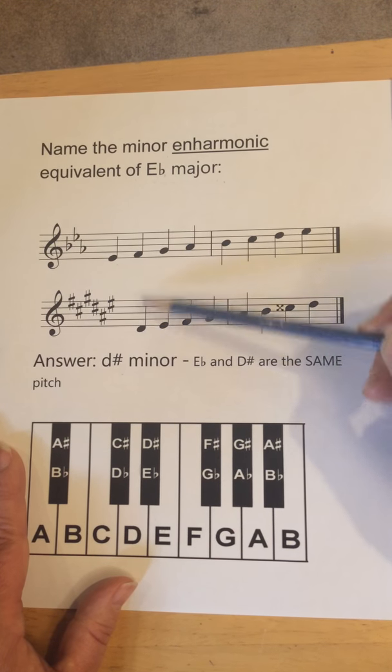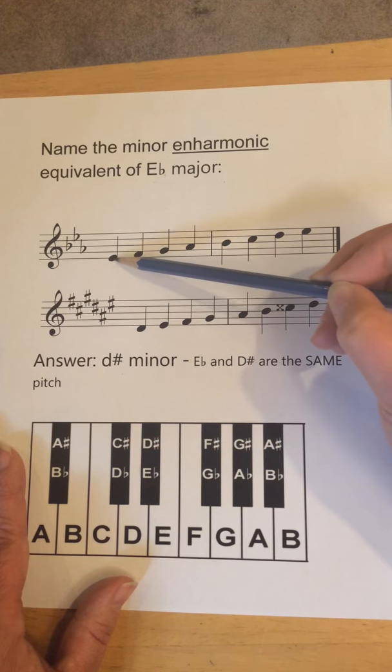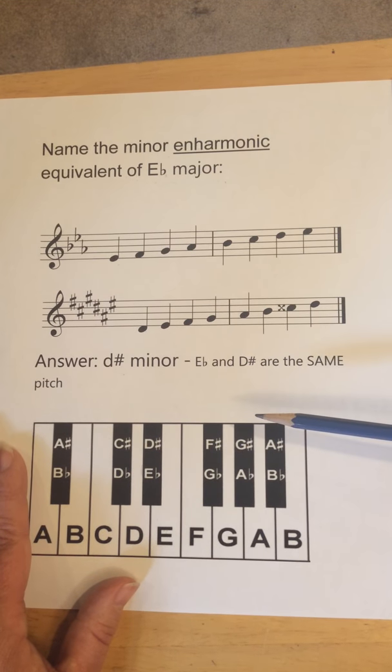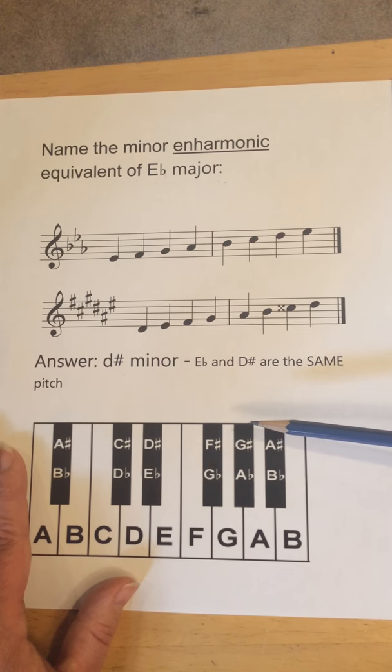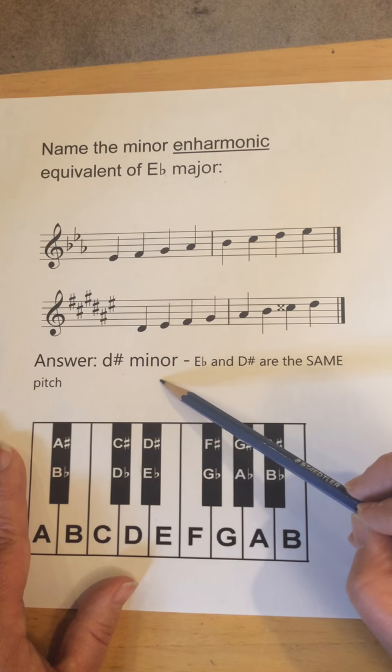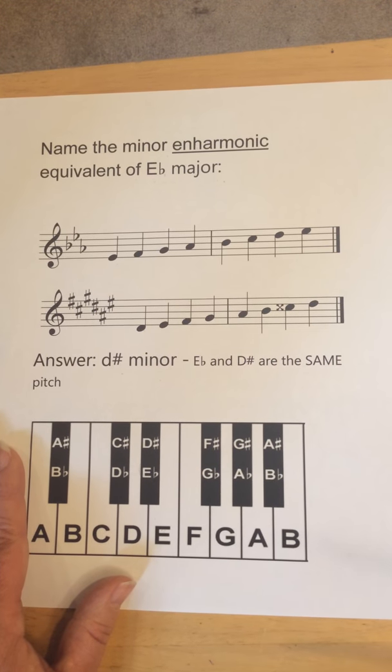Okay, so this D sharp and that E flat are enharmonic equivalents. The same note to hear, the same note to play. Okay, so the answer is D sharp minor. E flat and D sharp are the same pitch.